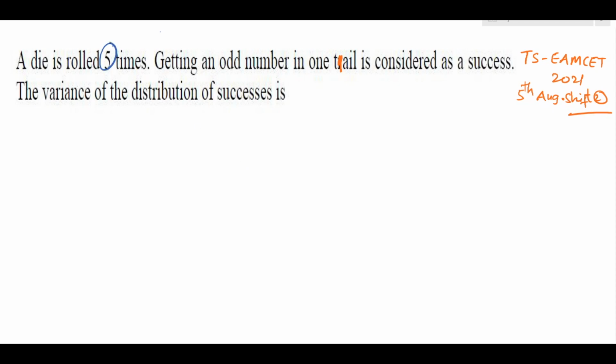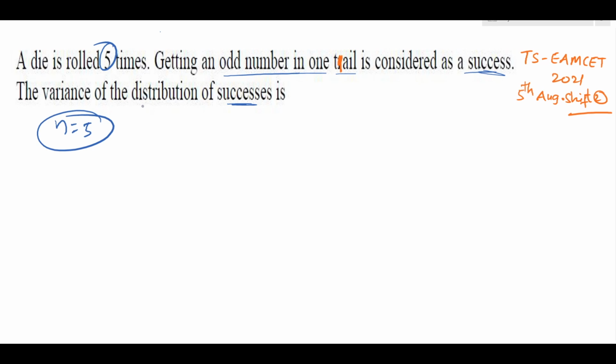A die is rolled 5 times, getting an odd number in one trial is considered as success. The variance of the distribution of success is dash. A die is rolled 5 times, that means n is equal to 5, and getting an odd number in one trial is considered as success.